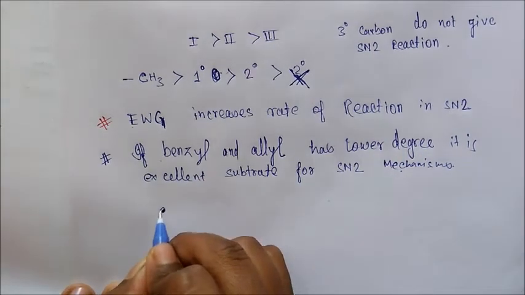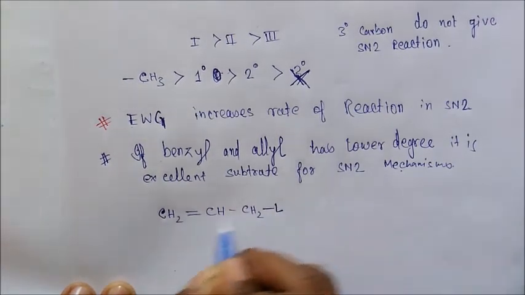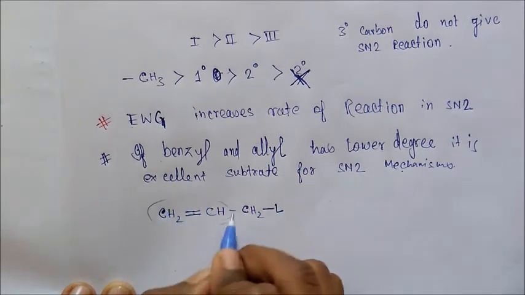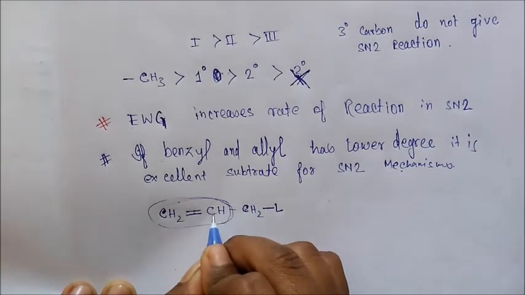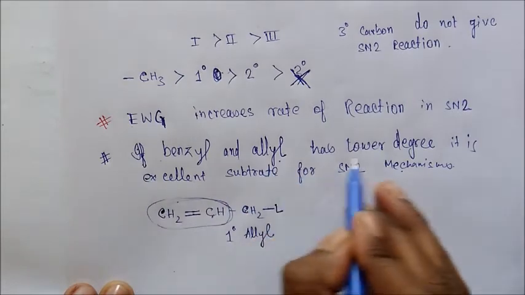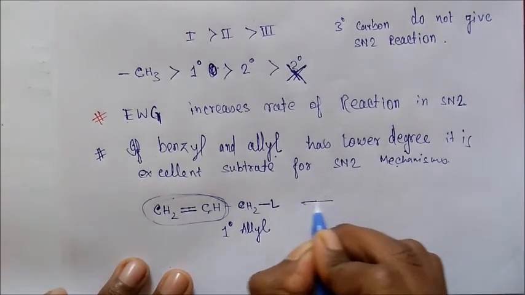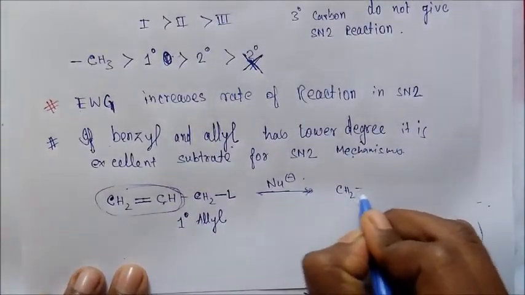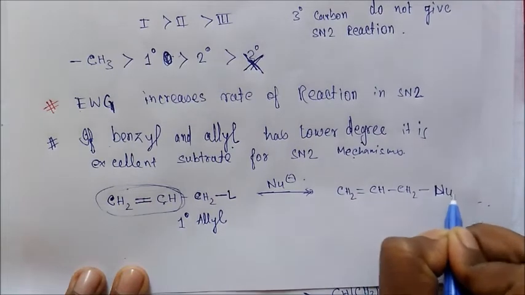Let's say we have this group, CH2 CH CH2, with the leaving group. The leaving group is connected to the carbon, and that carbon is attached to the allyl group. This is an allyl group. This is a 1 degree allyl, because this carbon is connected to a single carbon. As written here, if allyl has a lower degree, 1 degree is the lower degree, so it will be very favorable for SN2 reaction with a nucleophile. So this will easily give SN2 reaction: Nu plus L minus.